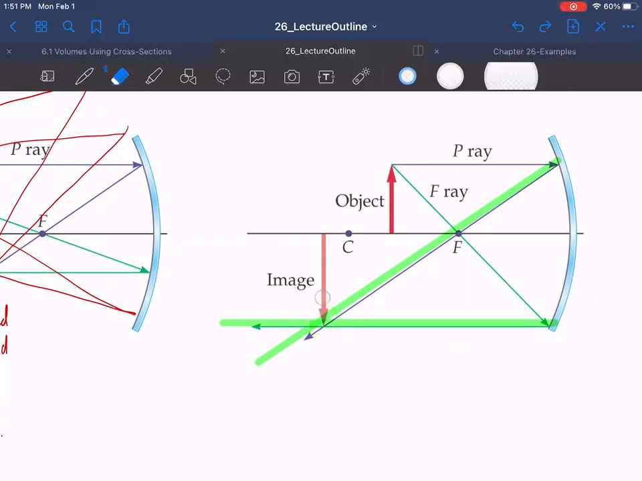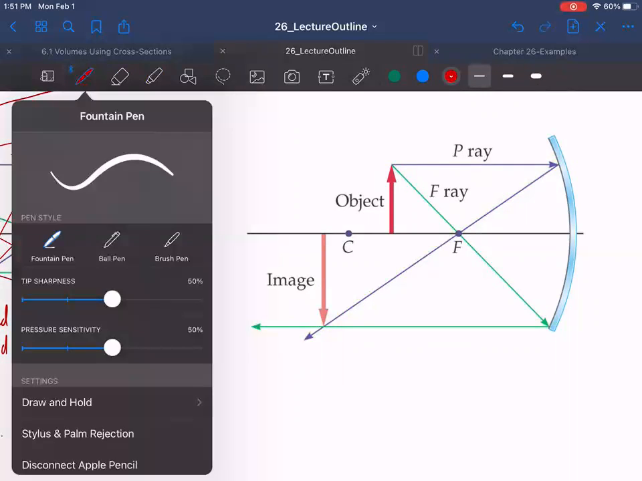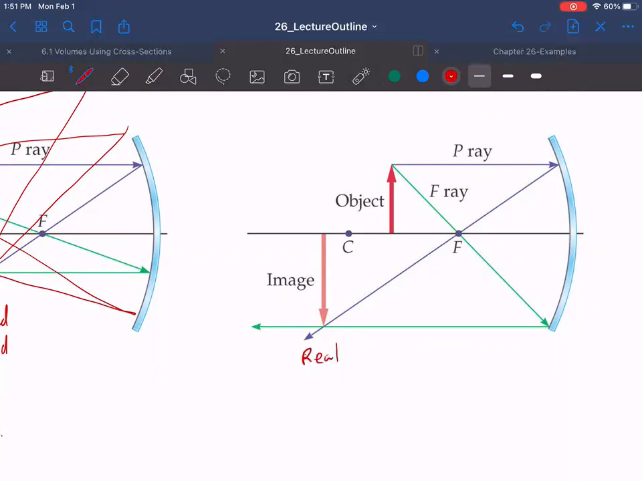So the properties of this one are, oops, sorry, real, inverted. Remember, those two go together. Almost always keep those two together. Real and inverted. And it's enlarged. It's larger than it appears. This is how you can see stuff with it, right? Make something look larger between the focus and the center.